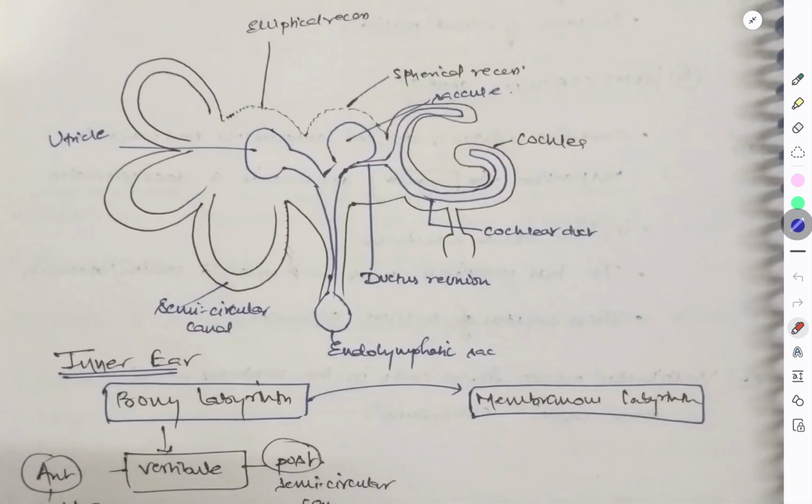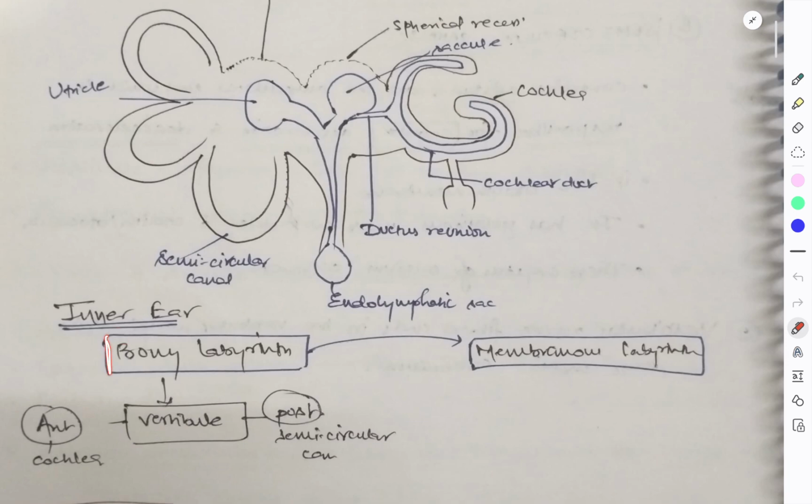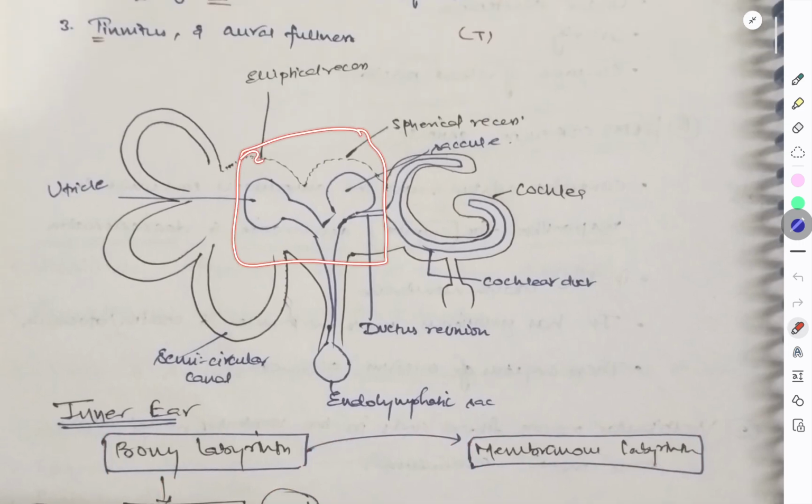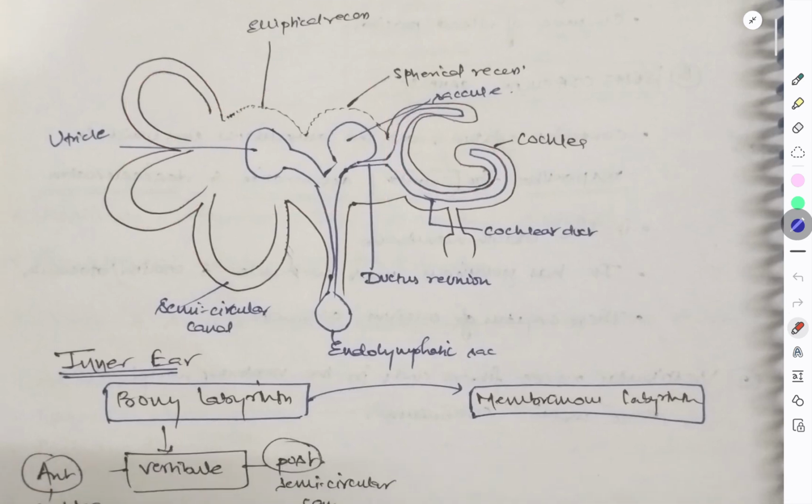Let's see a little bit of anatomy. In the inner ear we have the bony labyrinth, and inside that we have the membranous labyrinth. In the bony labyrinth we have the vestibule. Posterior to that we have the semicircular canal, and anterior to that we have the cochlea. Now in the vestibule we have the saccule and utricle.